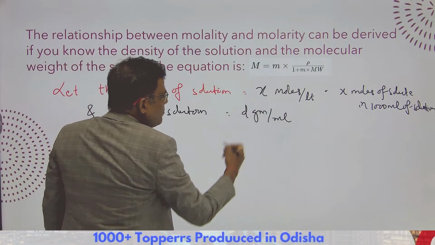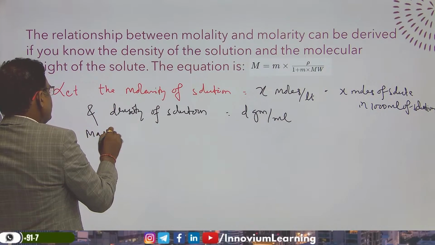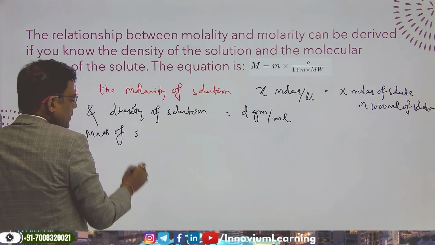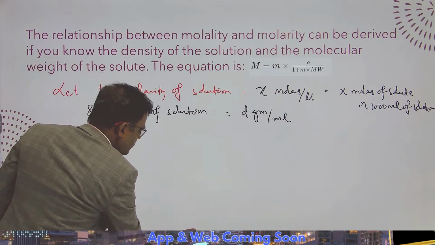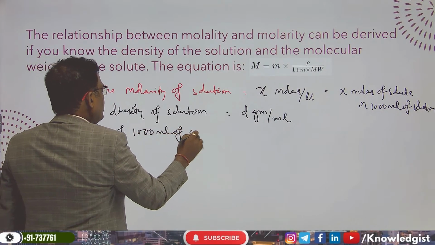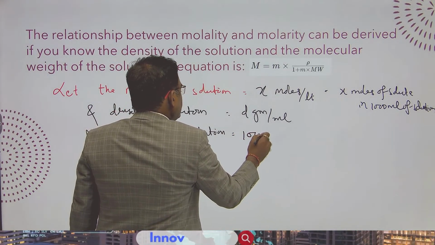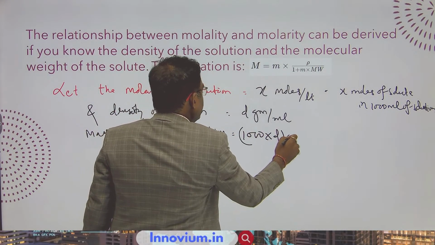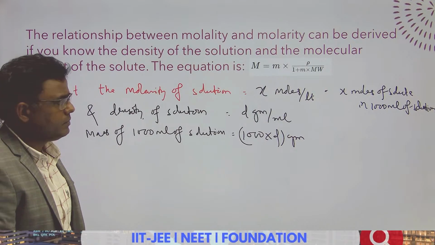Now what is the mass of 1000 ml of solution? The mass of 1000 ml of solution is equal to 1000 into d gram. So now this is the mass of the solution, correct?